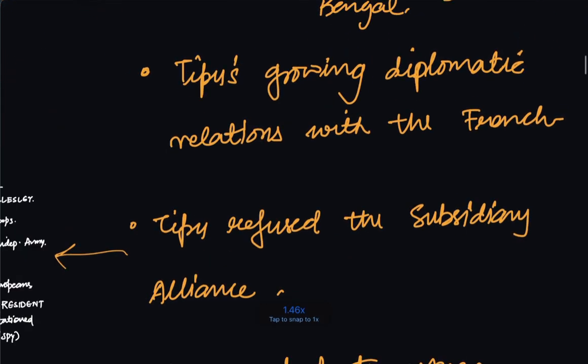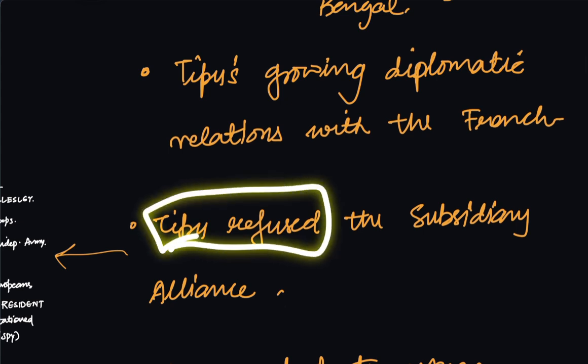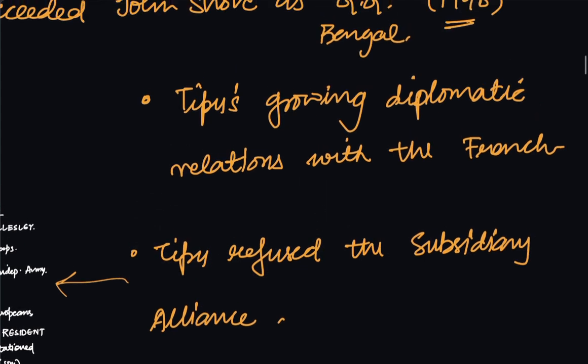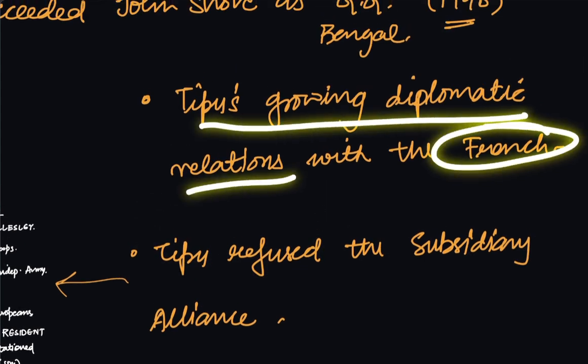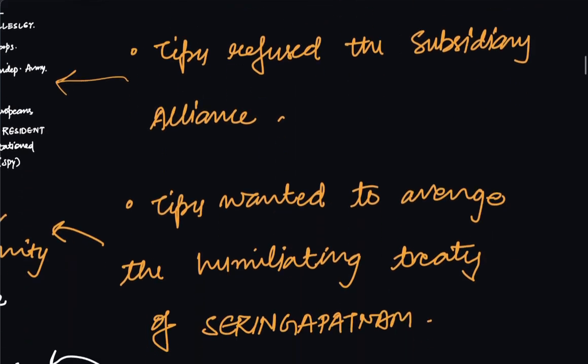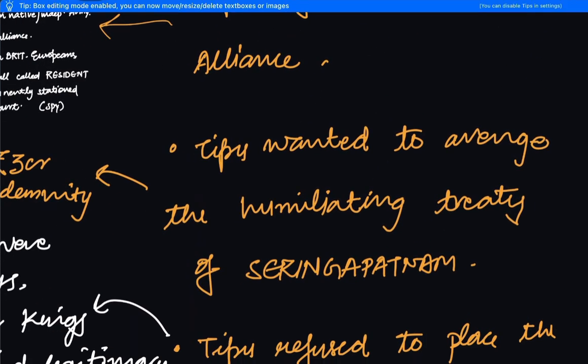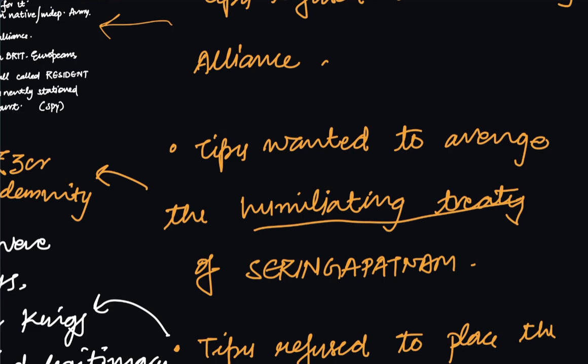So what infuriated the English was Tipu's refusal to sign the subsidiary alliance, and Tipu's growing diplomatic relations with the French. French, as you all know, were the staunch enemy of the English. Also, Tipu wanted to avenge the humiliating Treaty of Seringamapatnam.